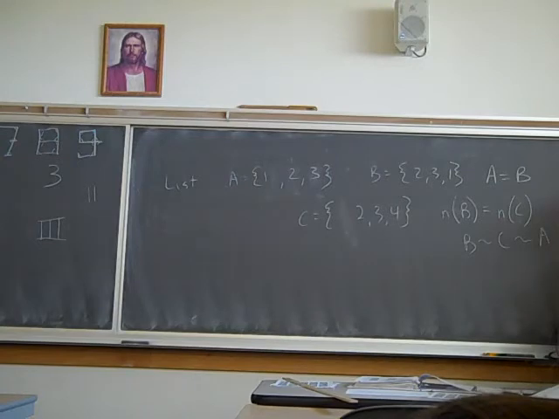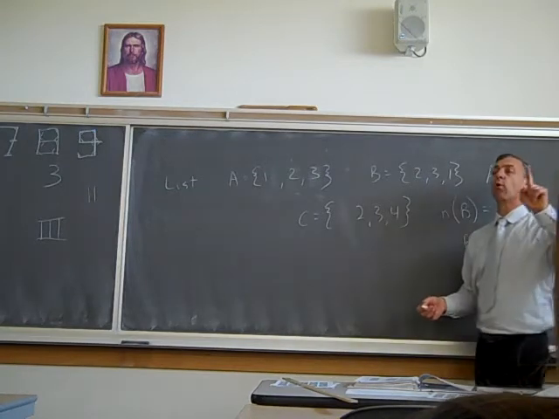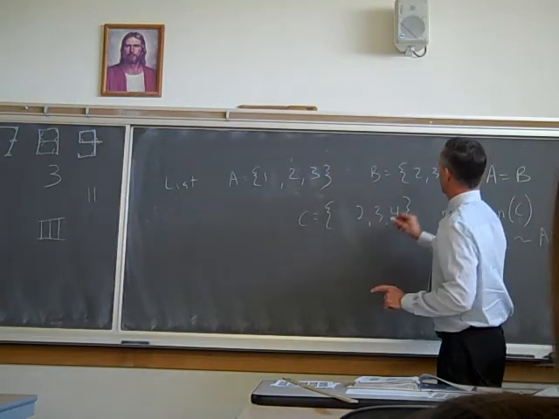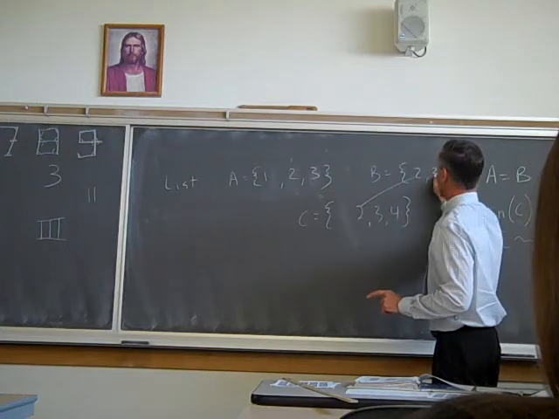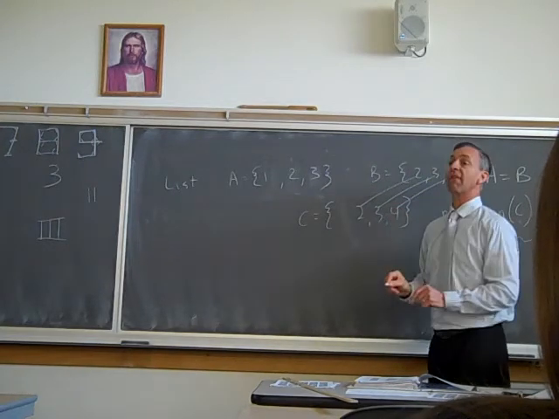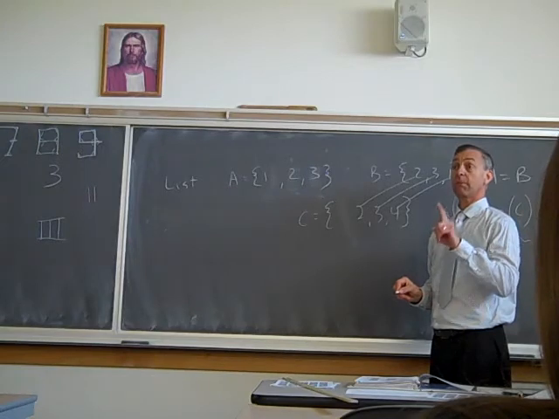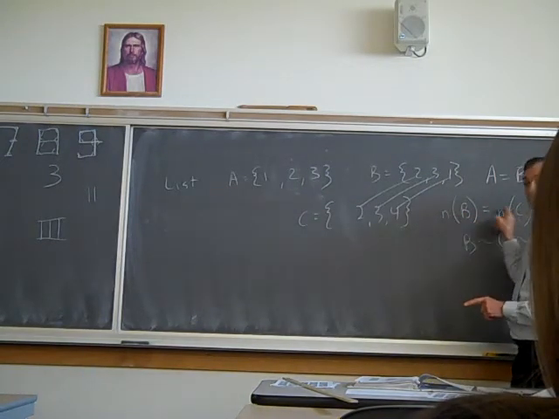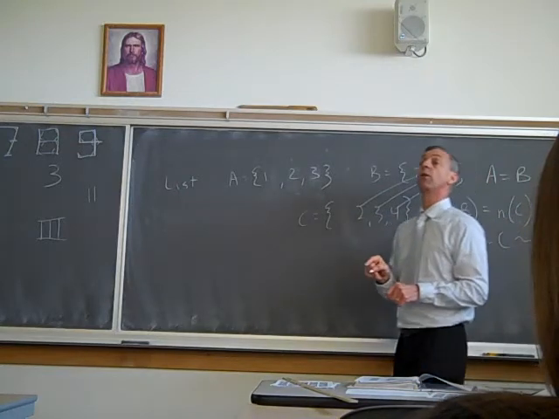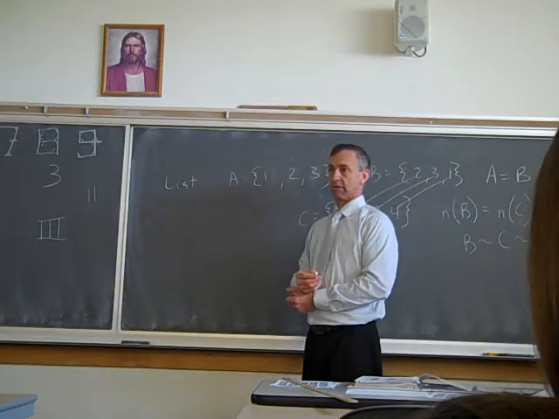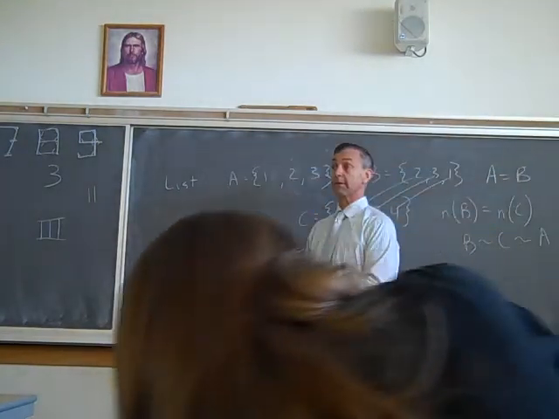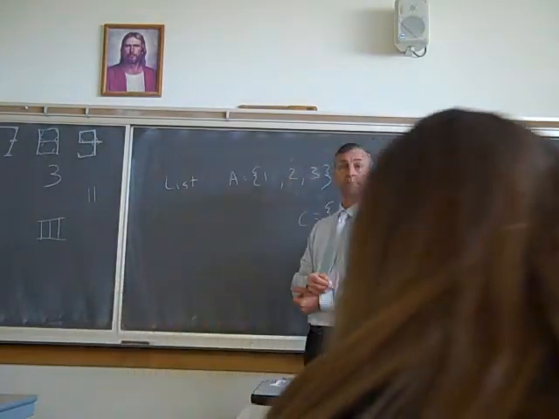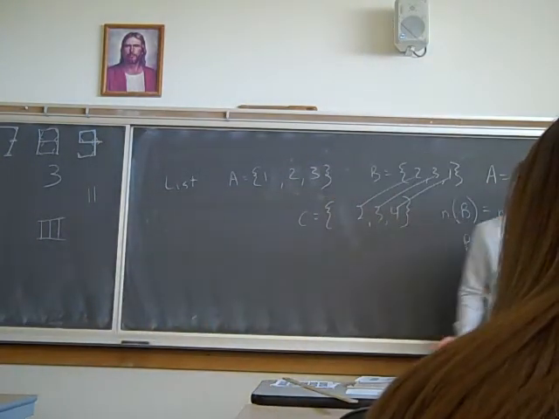Question? So A, B, and C are equivalent because of the 2 and 3 that are in all of the sets? No, it's because I can make a one-to-one correspondence between them. I can say that matches with that, matches with that, and that matches with that. And if I can make a one-to-one correspondence, then their cardinality is equivalent, and therefore they are all the same size. That's why I can do it. Okay?